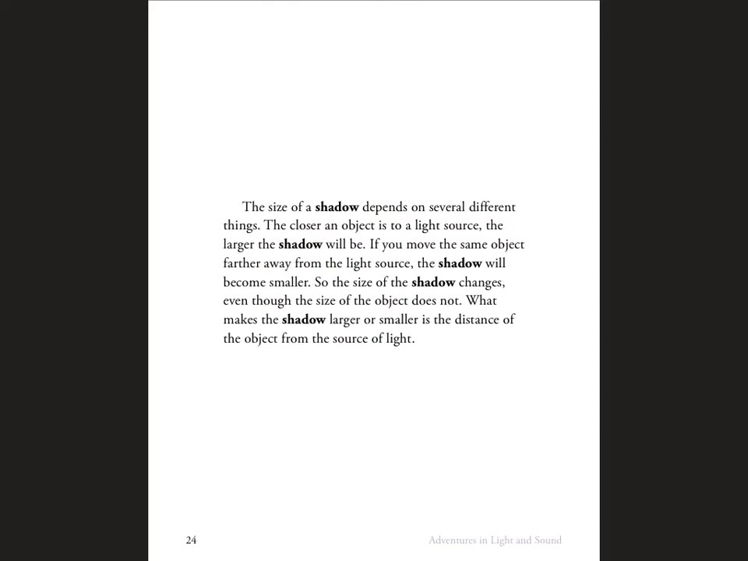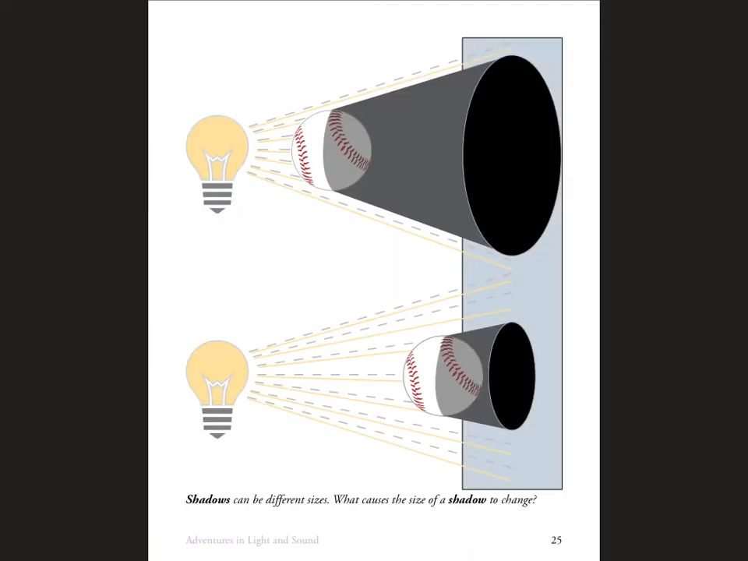The size of a shadow depends on several different things. The closer an object is to a light source, the larger the shadow will be. If you move the same object further away from the light source, the shadow will become smaller. So the size of the shadow changes, even though the size of the object does not. What makes the shadow larger or smaller is the distance of the object from the source of light. Shadows can be different sizes. What causes the size of a shadow to change?